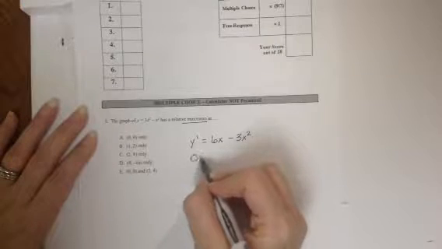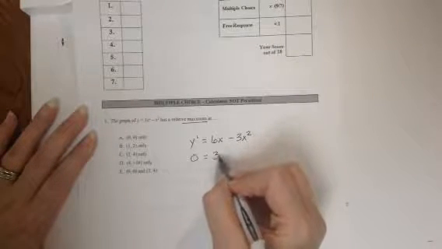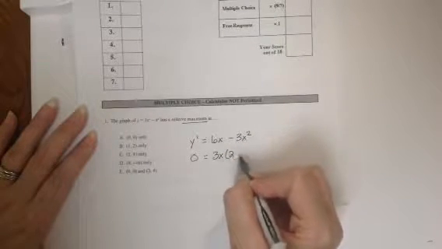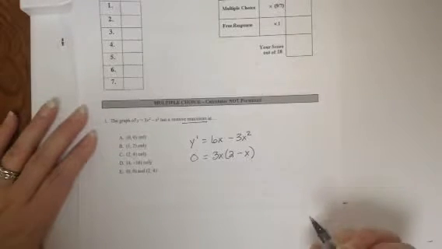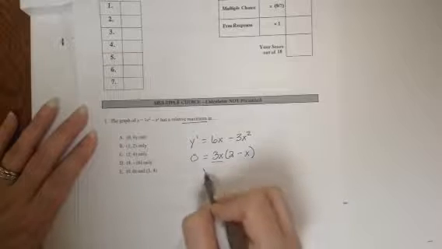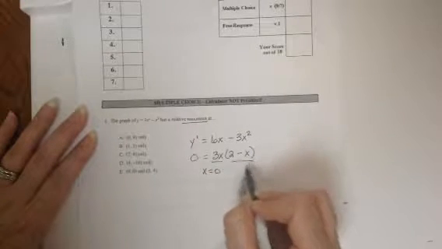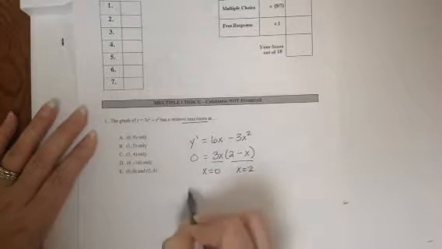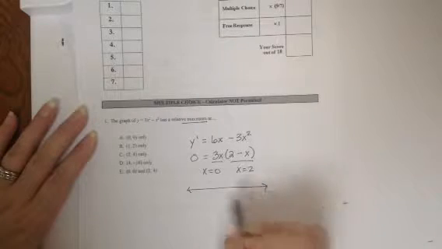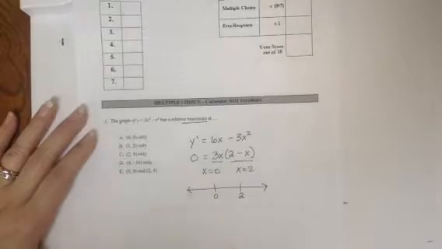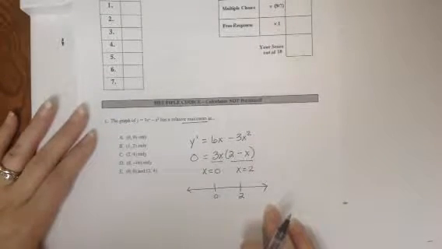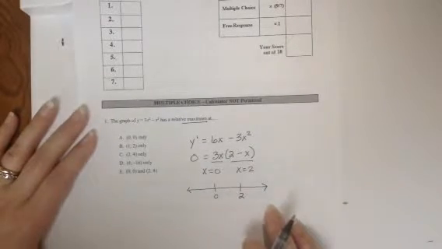Now, we're going to take this derivative and set it equal to 0, factoring out a GCF, and we're going to find the critical points. One critical point is going to be at x equals 0, the other one at x equals 2. I'm then going to do a sign diagram, placing my two critical points on the sign diagram. This is the sign diagram of the first derivative, not the original function.